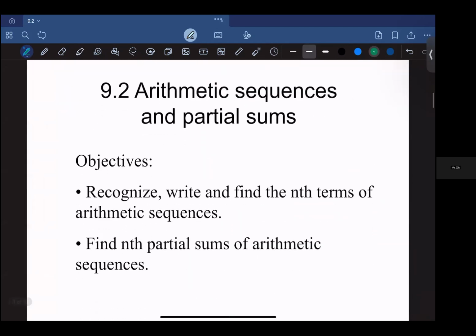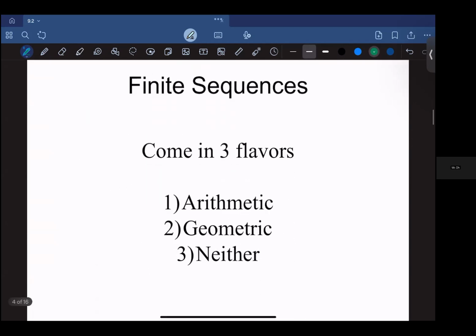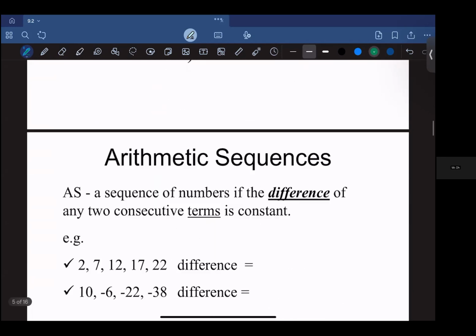Moving on, finally getting into 9.2. Okay, honestly, still a little bit of review from previous class. I think we're definitely getting a nice slow start to this new semester. So arithmetic sequences and partial sums. Our objective in this lesson will be to recognize, write, and find the nth terms of arithmetic sequences, and find nth partial sums of arithmetic sequences. Finite sequences, we've already talked about this, but they come in 3 flavors. They're either arithmetic, geometric, or neither.